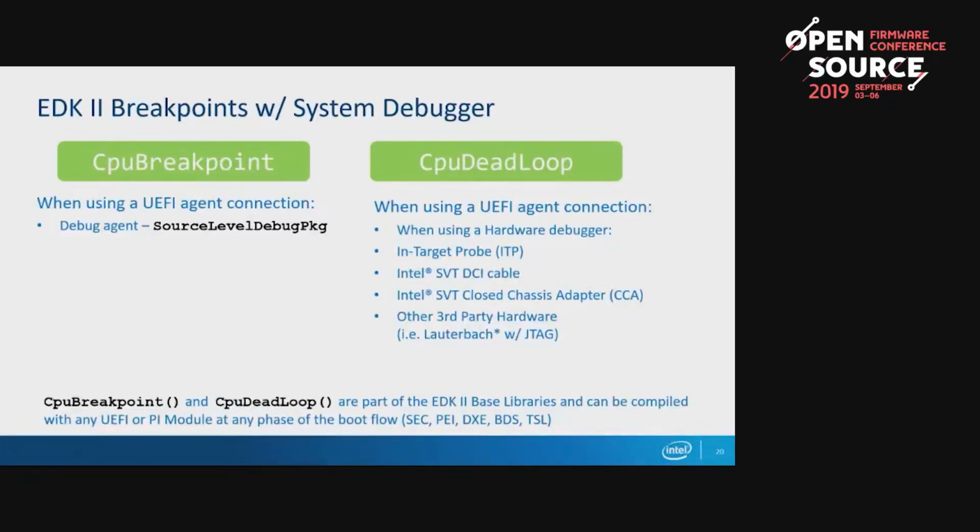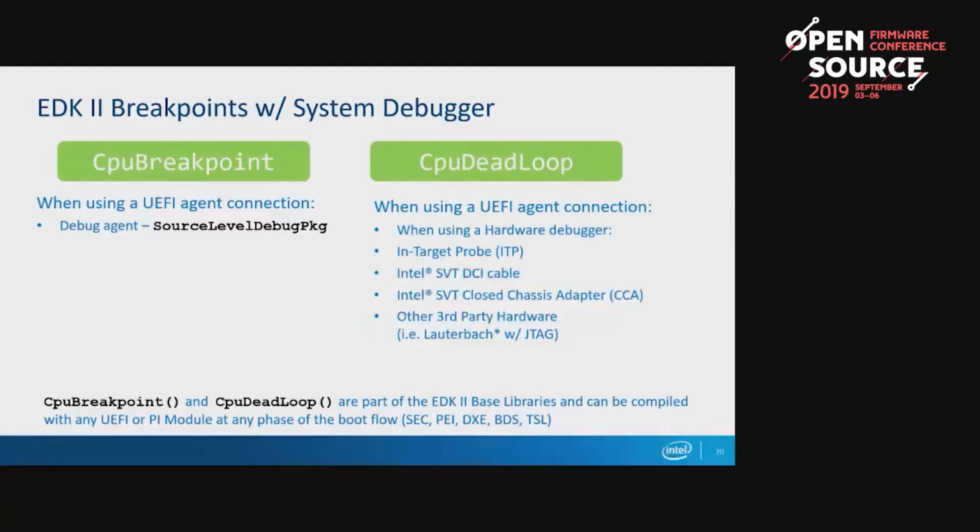Some of you may be familiar with CPU dead loop, which is basically what we used to do. We'll set an infinite loop there so that it'll stop, and we can debug starting from there. The problem with doing that is that your system trace is probably going to be filled with stuff that's not very valuable or interesting to the specific thing that you're trying to do.